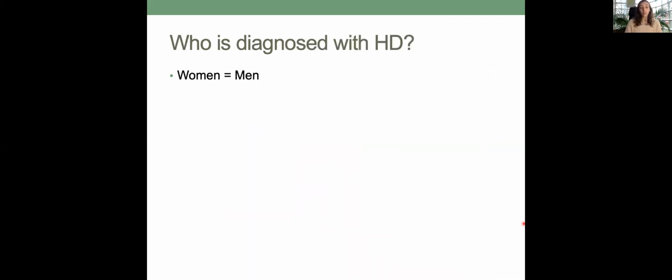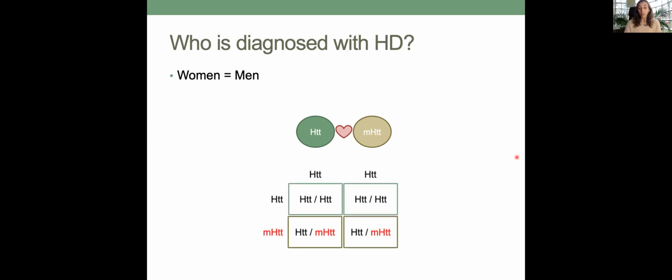As I mentioned, this is an autosomal dominant disease, which means that men and women are diagnosed at equal rates. Just to do a quick review, let's take a look at what autosomal dominant means. Let's say a person with a normal Huntington gene, HTT, falls in love with a person with a mutated Huntington gene, this mHTT. If they were to have a child, there would be two possible outcomes. This Punnett square is showing those outcomes because remember, we all have two copies of each chromosome. We inherit one from each of our parents.